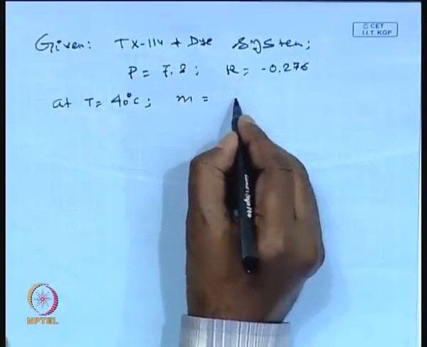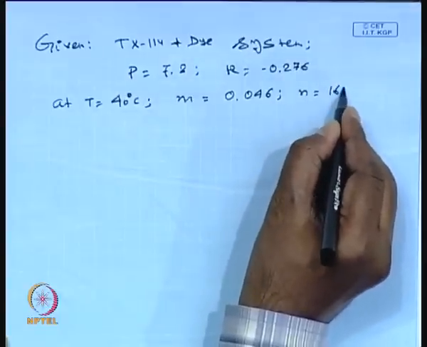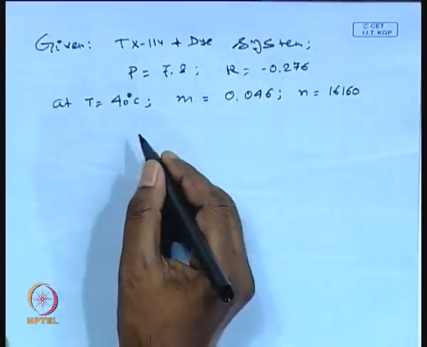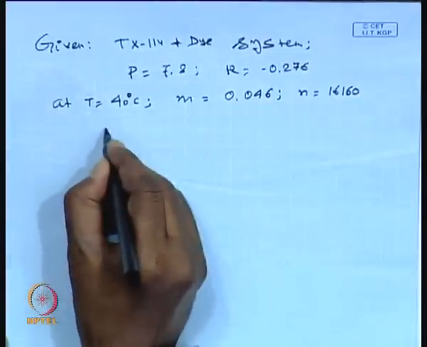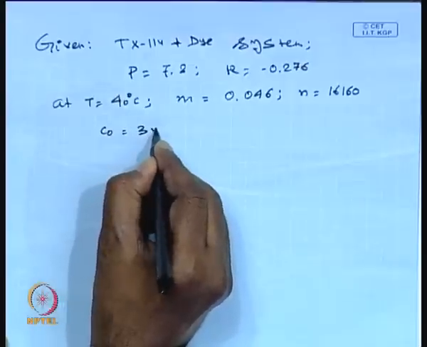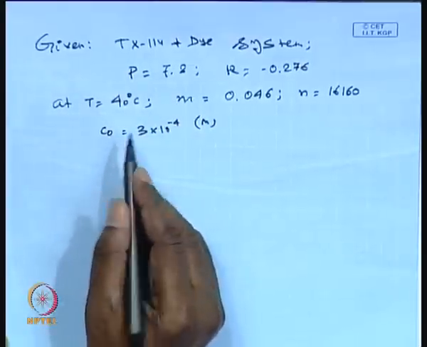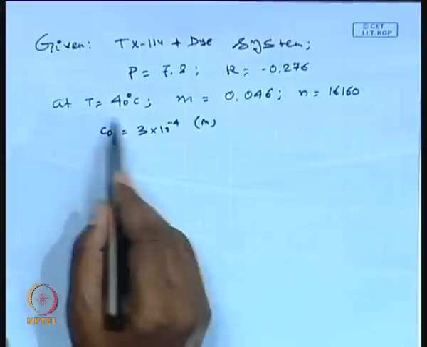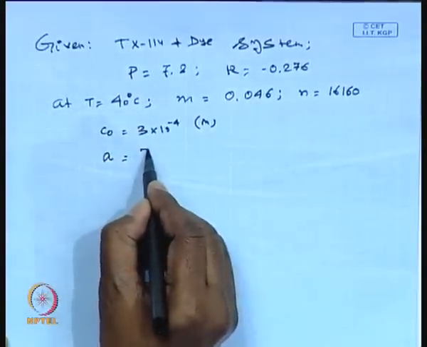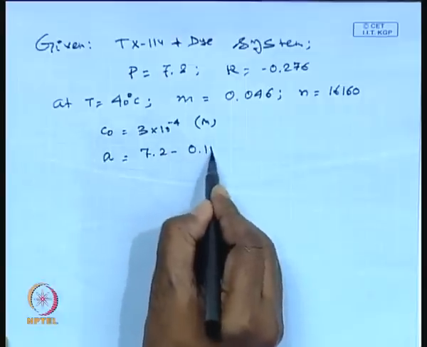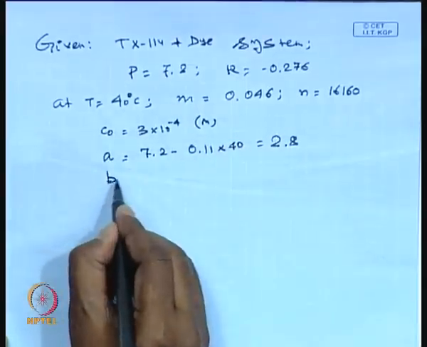So, you can evaluate that. M turns out to be 0.046 and N turns out to be 16160. Once we know this, and also we know the value of C naught, that is 3 into 10 to the power minus 4 molar, you can evaluate the other parameters, and once you know the temperature T, you know the value of P. You can evaluate the value of A, that is 7.2 minus 0.11 into 40, that turns out to be 2.8. Just put the values in the correlations.